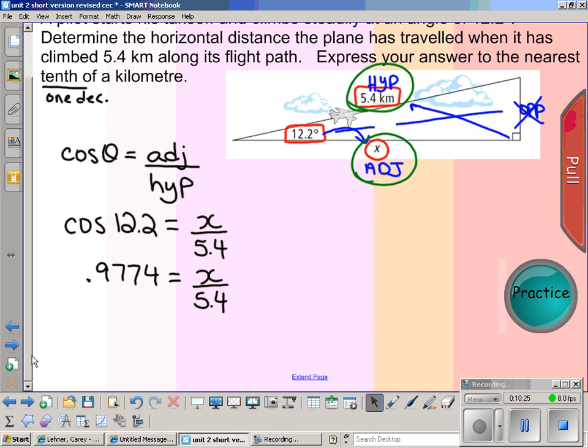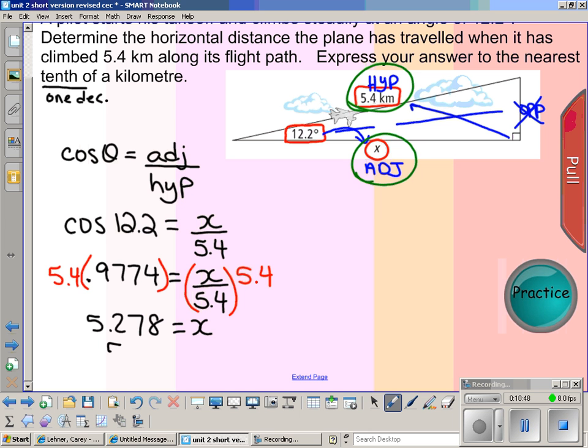And now we have a linear equation to solve. So we multiply both sides by 5.4. We have 5.4 times 0.9774, which is 5.278 equals x. And it asked us to go to 1 decimal place, so 5.3. And we're dealing with kilometers. So the horizontal distance would have been 5.3 kilometers.